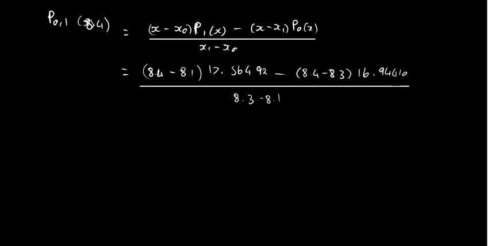So basically for this one, it's just a matter of doing the initial solve. So it's going to be 0.3 times 17.56492, that gives me that, minus open brackets 0.1 times 16.94410, then that divided by 0.2, which is going to give me 17.87533.